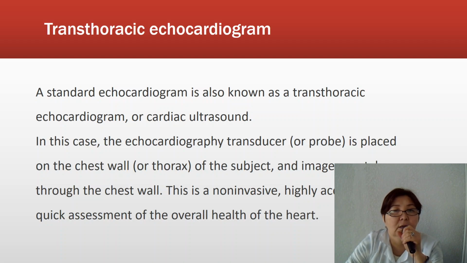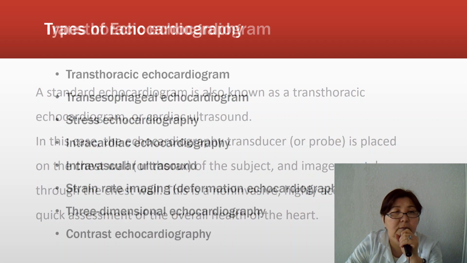A standard echocardiogram is also known as a transthoracic echocardiogram or cardiac ultrasound. In this case, the echocardiography transducer or probe is placed on the chest wall or thorax of the subject, and images are taken through the chest wall. This is a non-invasive, highly accurate, and quick assessment of the overall health of the heart.